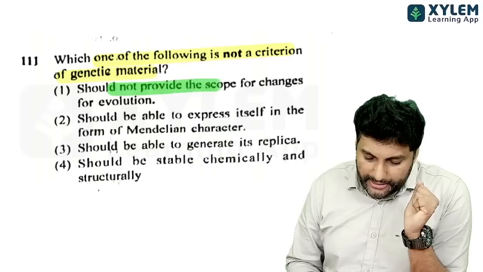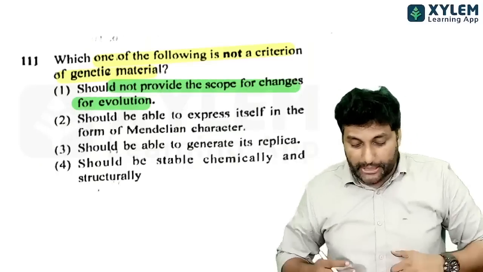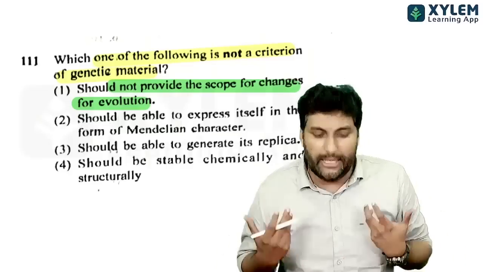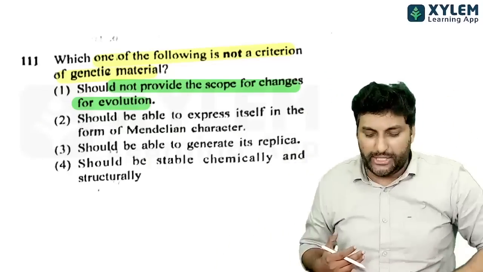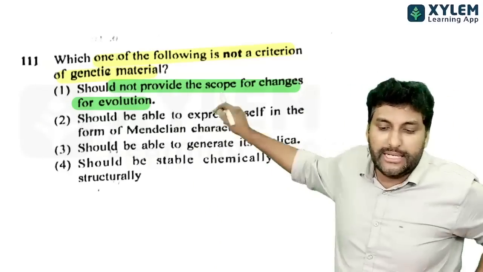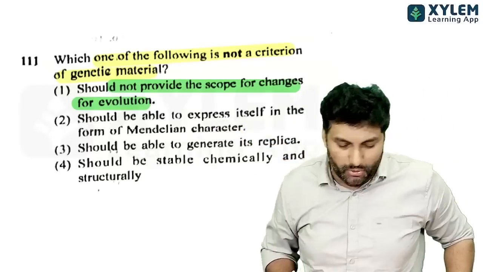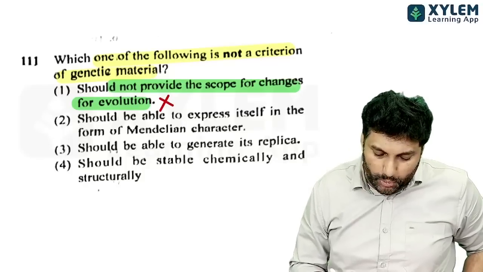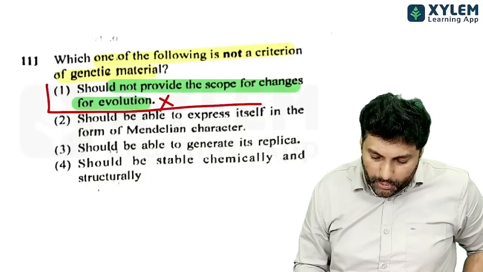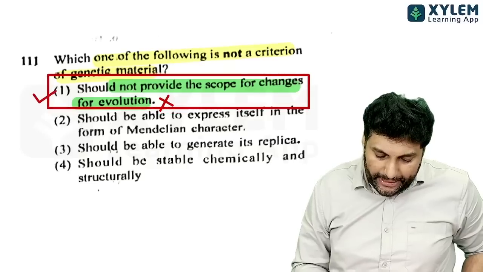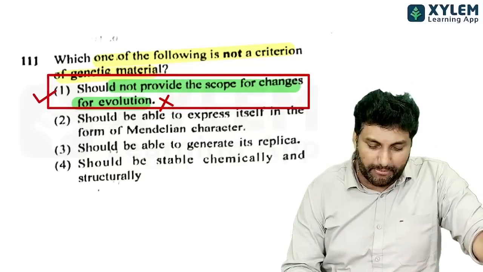Should not provide the scope for changes for evolution. A genetic material, actually DNA, should provide changes for evolution. So this statement, this criteria is absolutely wrong. So we can take the first one itself. The answer goes to the first one. Remaining all are correct statements.